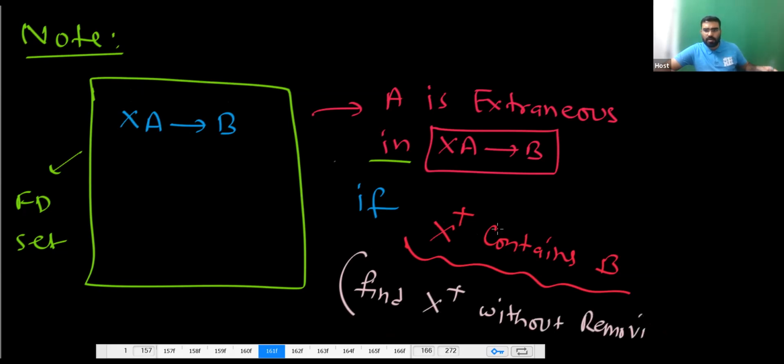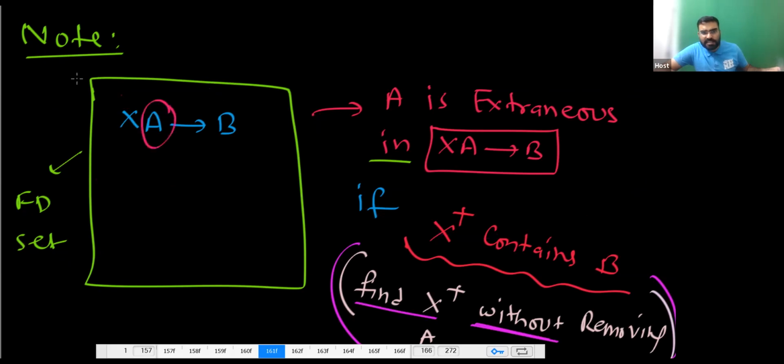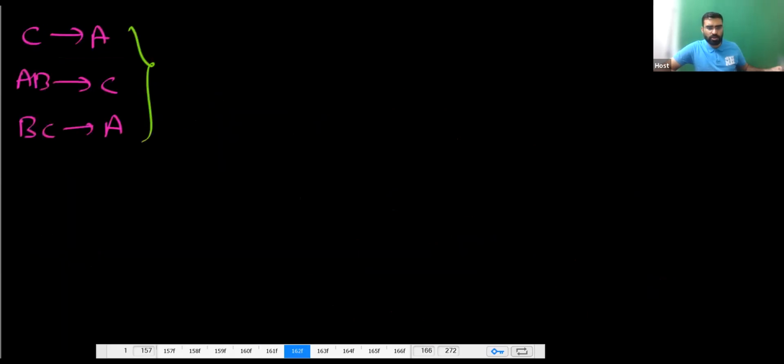This is important, because many students remove this A. This is a common mistake. So don't remove this A, just find X plus. If it contains B, then you can remove. If I'm sure this is extra, then I can remove. Is this clear?